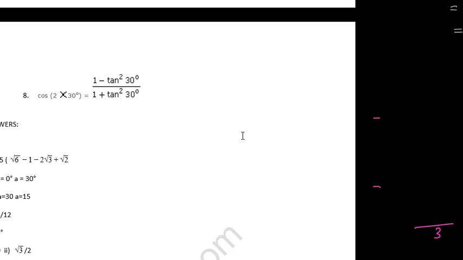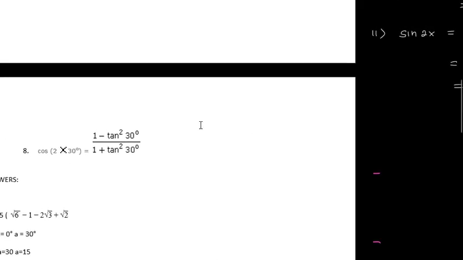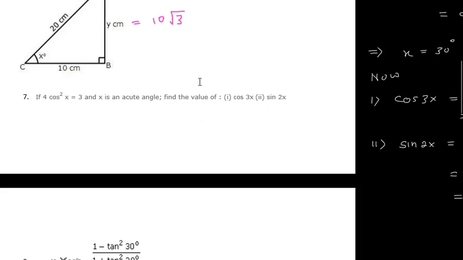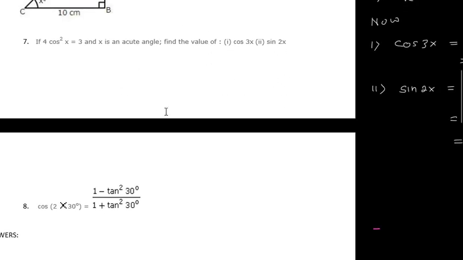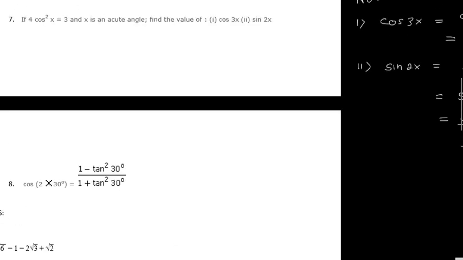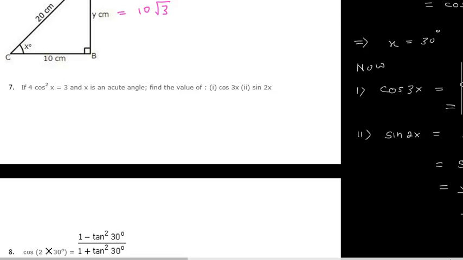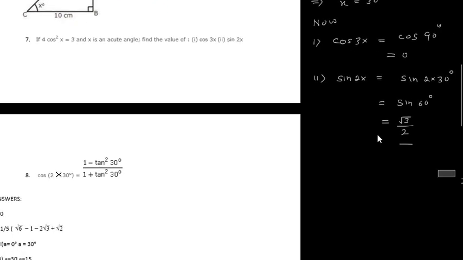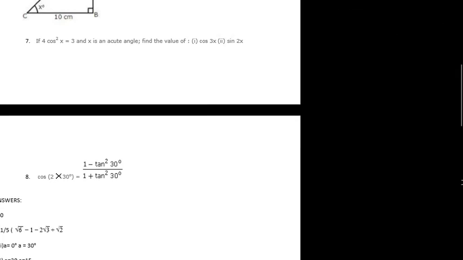Yes. Now 8th problem, we have to find cos 2 into 30 degree. We have to prove, I think, cos 2 into 30 degree is equal to 1 minus tan square 30 degree upon 1 plus tan square 30 degree. Okay, so let us solve LHS and RHS. Here the problem is not written properly, but we understood what is asked. We have to prove whether left hand side is equal to right hand side, that we have to check. So we will start with LHS.